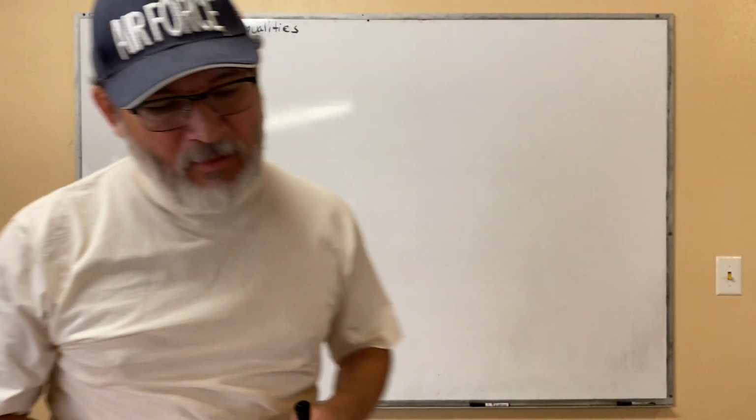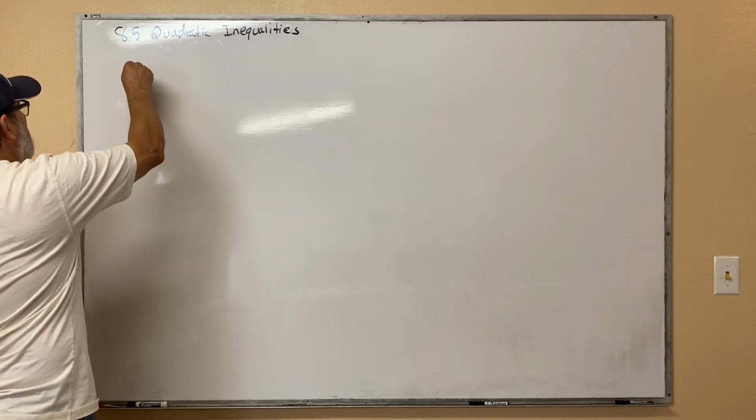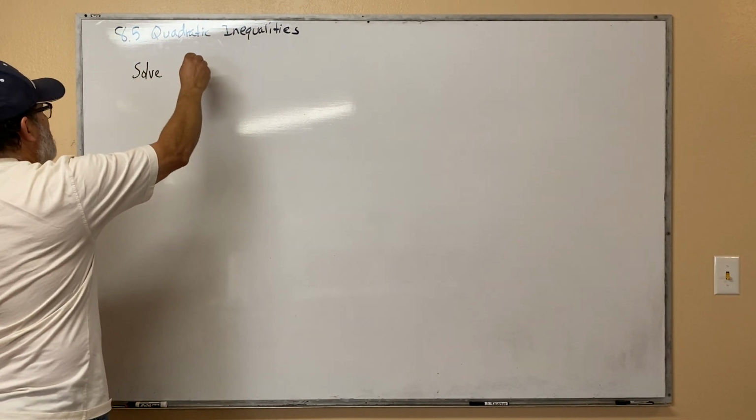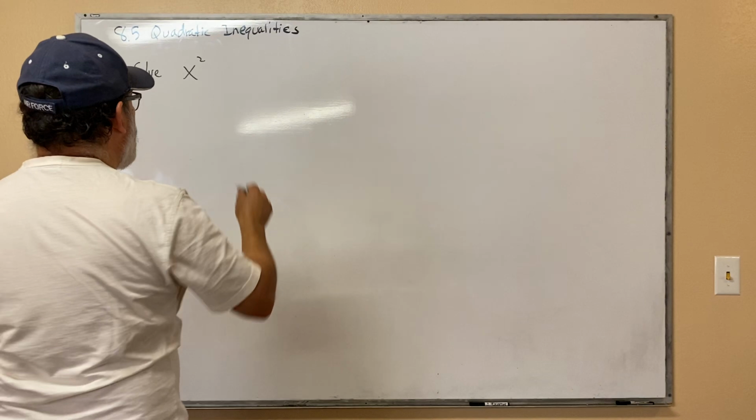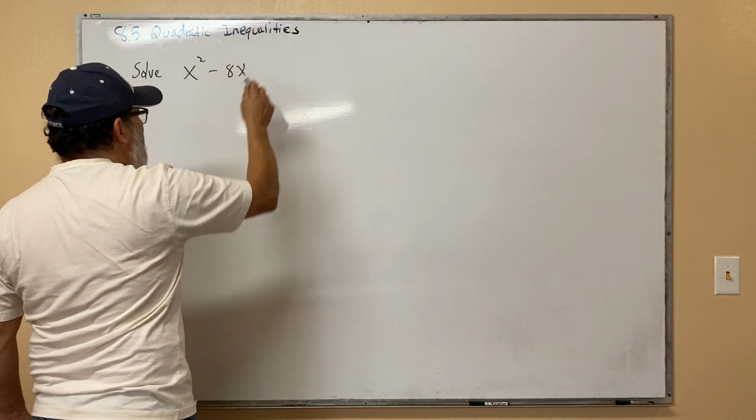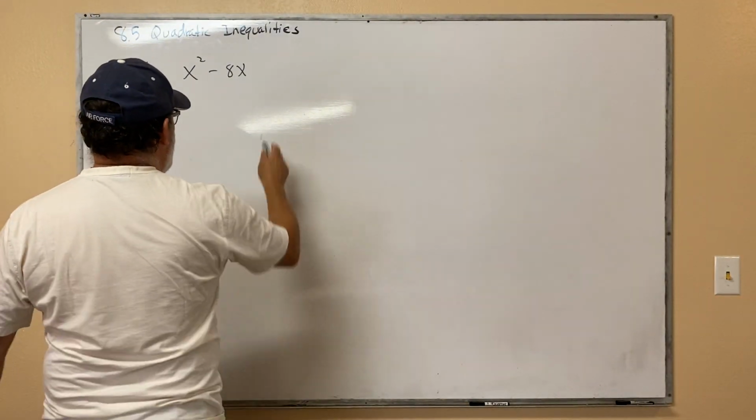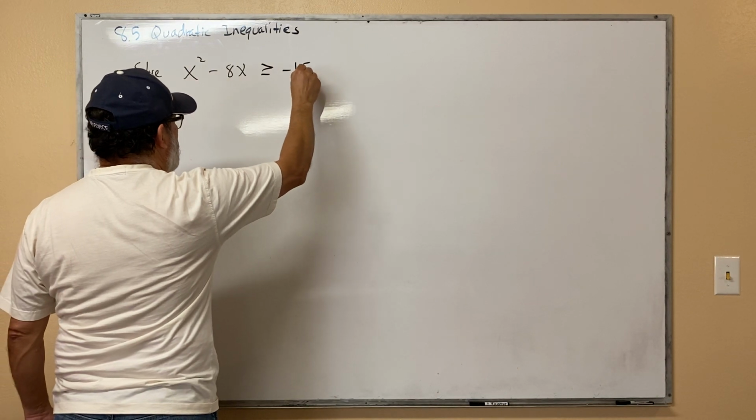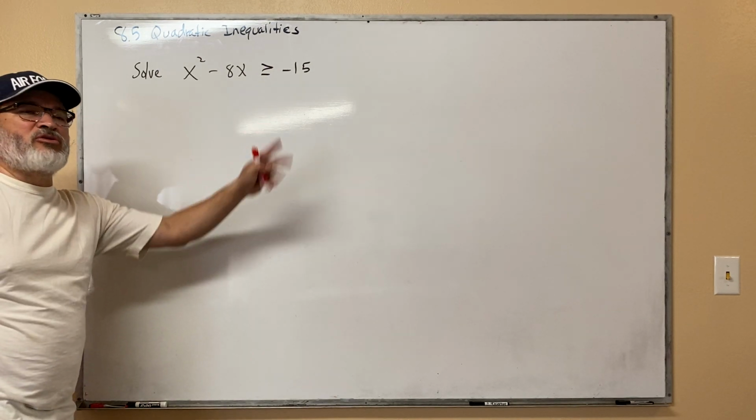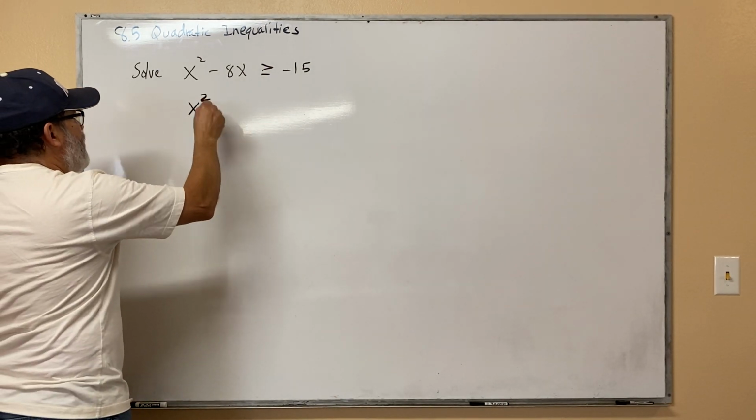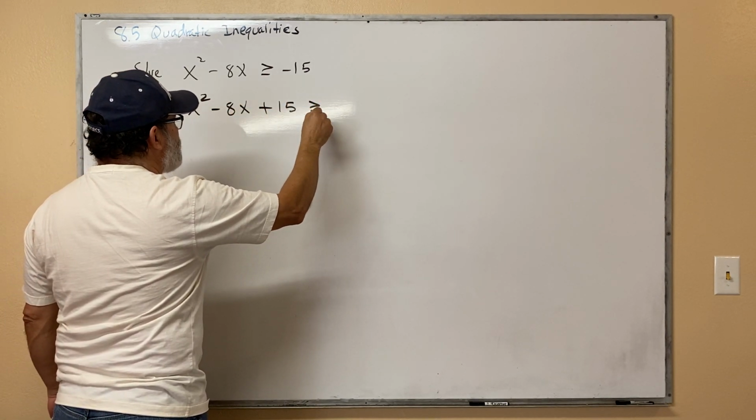Solve this one. x squared minus 8x, they say less than or equal to, I'm going to say greater than or equal to -15. What's the first step? Set one side equal to 0. x squared minus 8x plus 15 greater than or equal to 0.